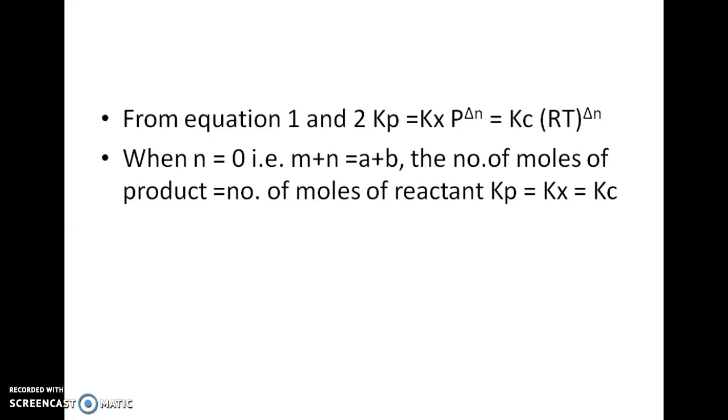So when delta N is equal to 0, m plus n is equal to a plus b. That is, the number of moles of the product is equal to the number of moles of the reactant. In that case, Kp will be equal to Kx, which will be equal to Kc.